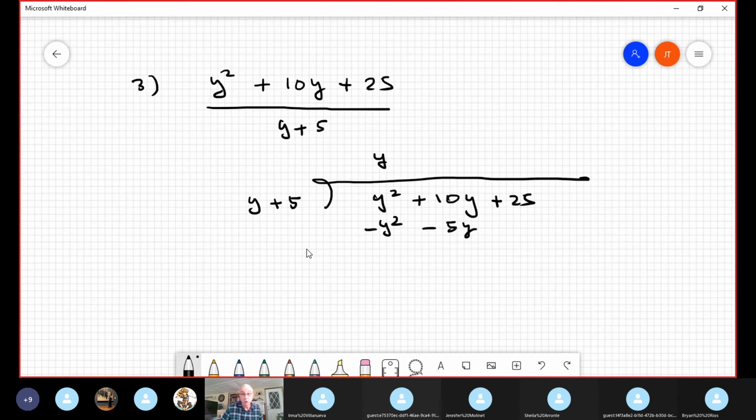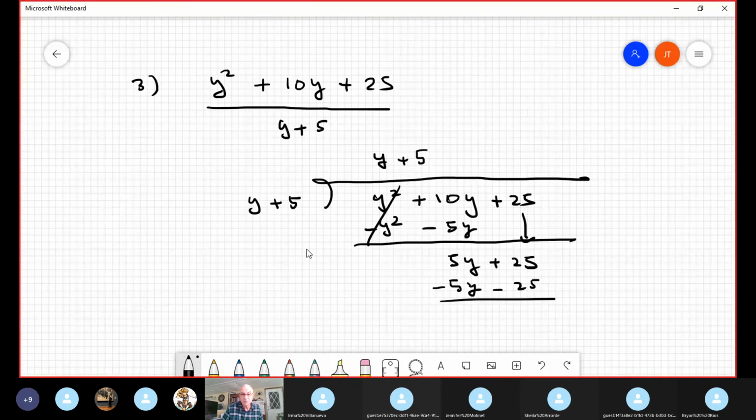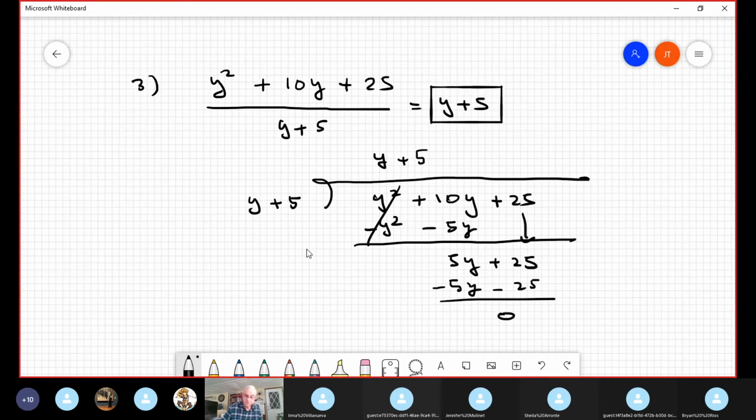By subtracting, you change the sign. This guy cancels, all we have is 5y. Bring down 25. Just bring down. Now the next expression, I suppose positive 5, because 5 times y is 5y. And 5 times 5 is 25. By subtracting, change the sign, 0 again. The answer is y plus 5. End of the story. More clear? Yes, it is. Excellent. Very well.